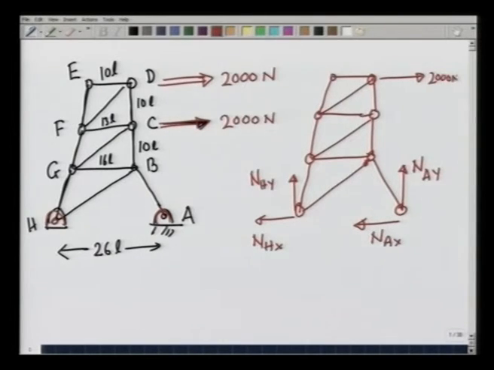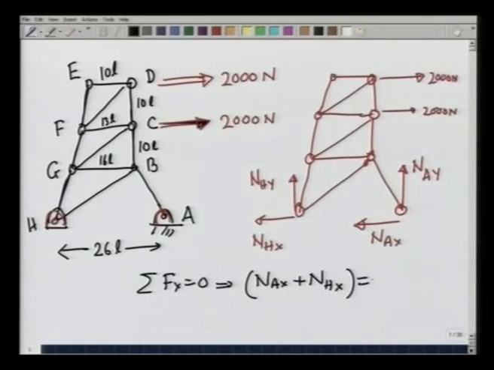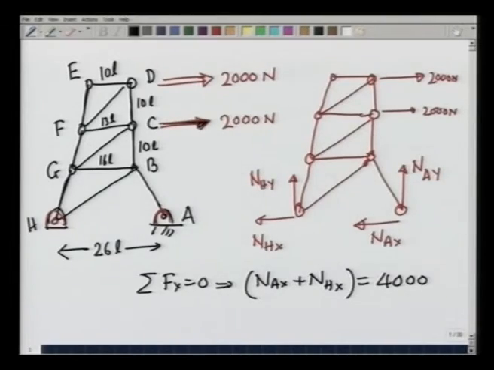And there is this load, 2000 newtons, 2000 newtons. Then the condition summation F x equals 0 gives me N A x plus N H x equals 4000. Notice that I cannot determine from this equation N A x or N H x separately. Summation F y equals 0 gives me N A y plus N H y equal to 0. That means N A y and N H y are going to be opposite.